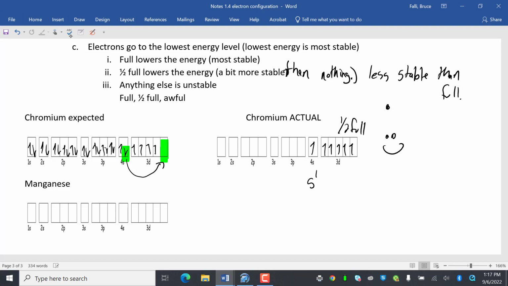So remember, you have full. Yes! Whoa! Half full, and then we have awful. So by making this half full and this half full, life is good. And we are done. Toodles.